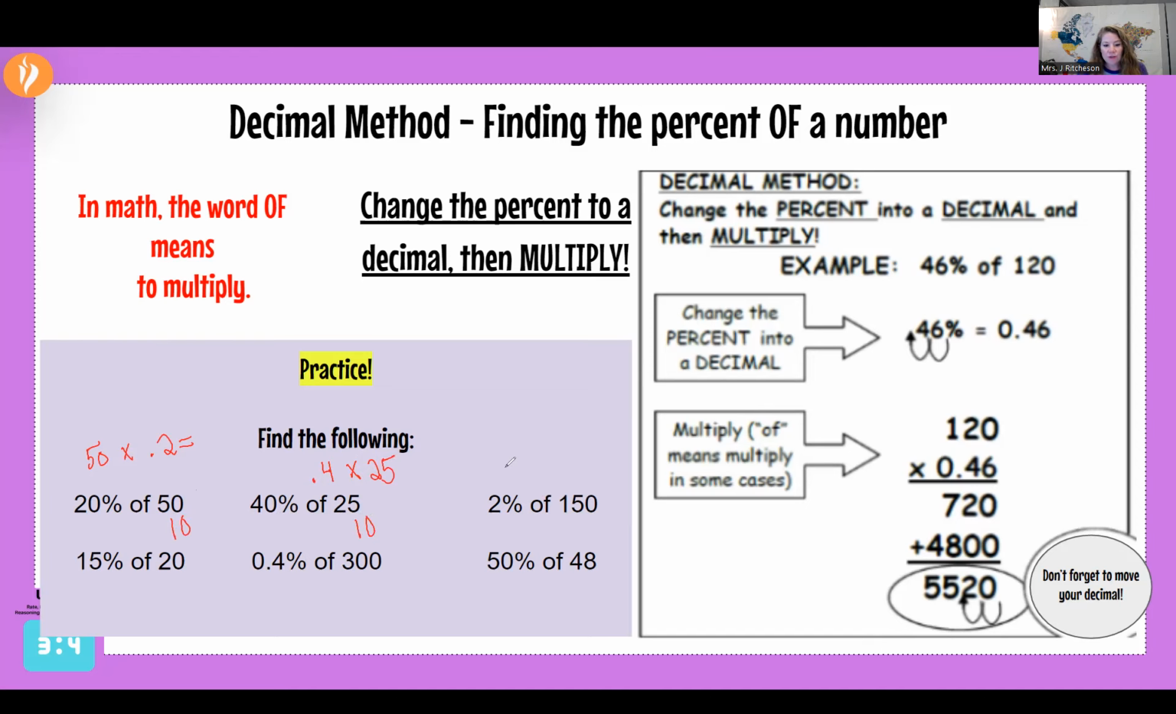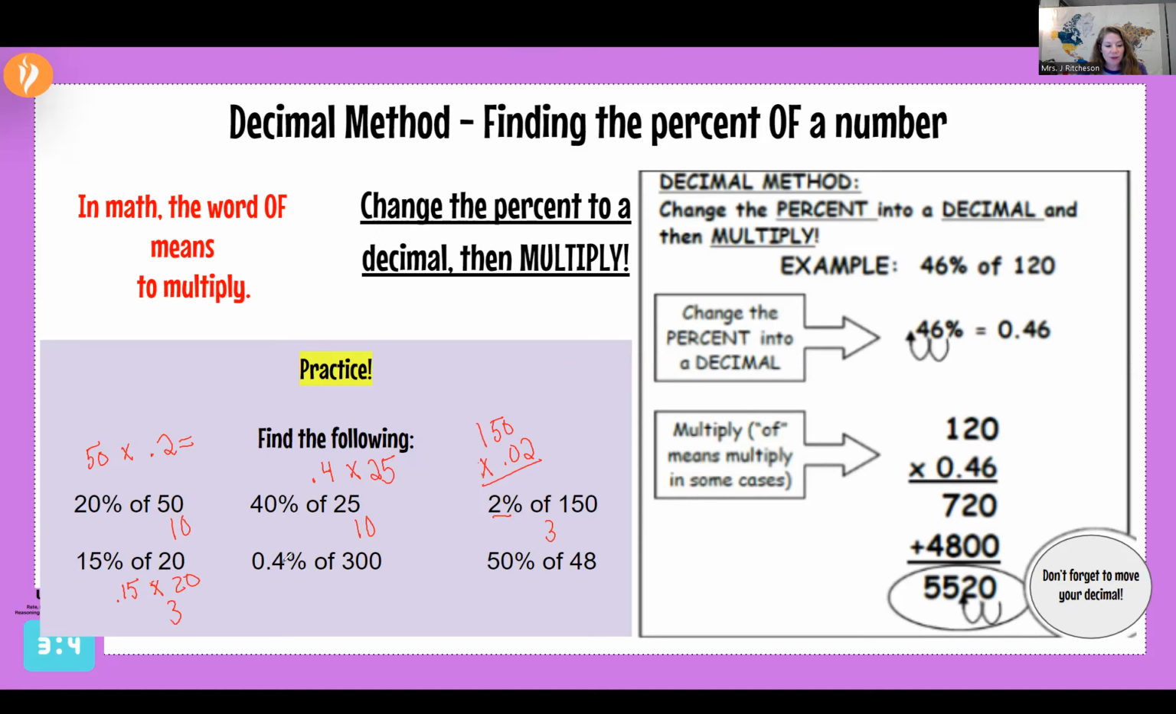The next one, you should have changed 2% into 0.02 times 150. And that should be 30, I do believe. Let me double check it. 0.02 times 150 is, no, it's not 30, it's just 3. I'm glad I checked it with my calculator. Because 2 is a very small percent, isn't it? So what about 15%? So we're going to change that to 0.15 times 20. 0.15 times 20 is 3. That one is 3.